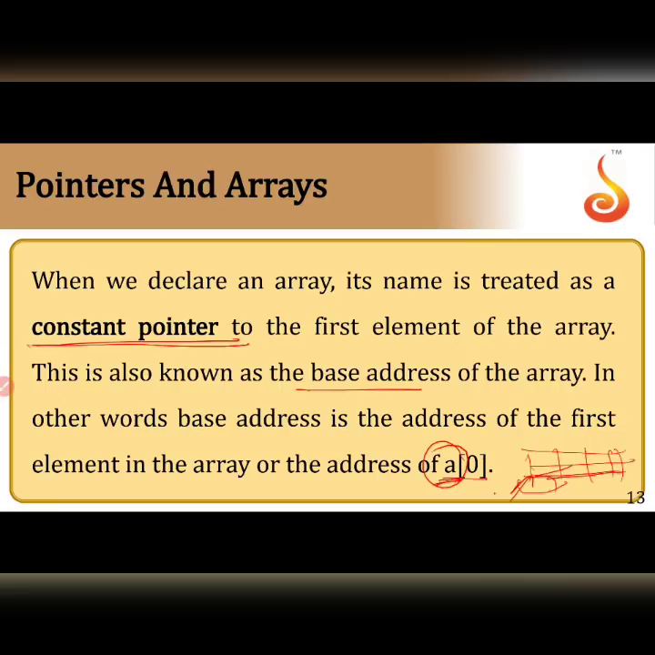And the array name is treated as a constant pointer because it always points to the first element of the array, and this A of 0, that is the address of the first element, is also known as the base address of the array. In other words, base address is the address of the first element in the array, or the address of A of 0, where 0 is the subscript. Subscript value starts from 0 to n minus 1, where A of 0 is the first element of the array. Hopefully you have understood this. Please go through this once.